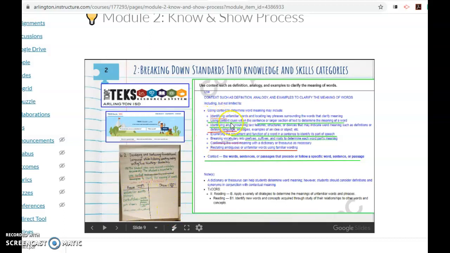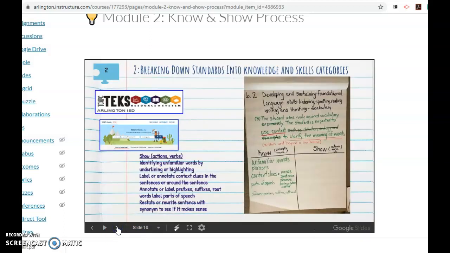So identifying, using, examining, breaking, confirming, restating. So those are the phrases that are going to be important to me as I fill in the show side. So I might fill this in with things like identifying unfamiliar words, underlining or highlighting words, labeling or annotating context clues, annotate or label prefixes, suffixes, and root words, restate or rewrite sentences or synonyms to see if they make sense.